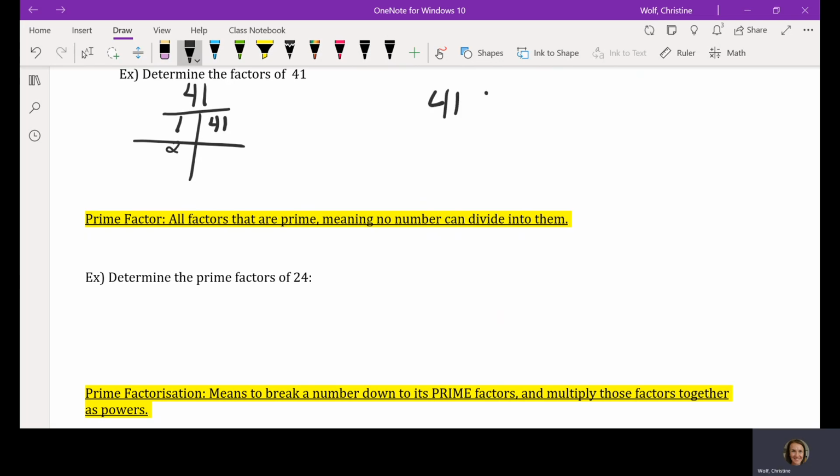And you can check on your calculator. You can go 41 divided by 2, and again, you'll get a decimal. We don't want decimals, so we know 2 won't work. Okay, so I'm going to erase that.